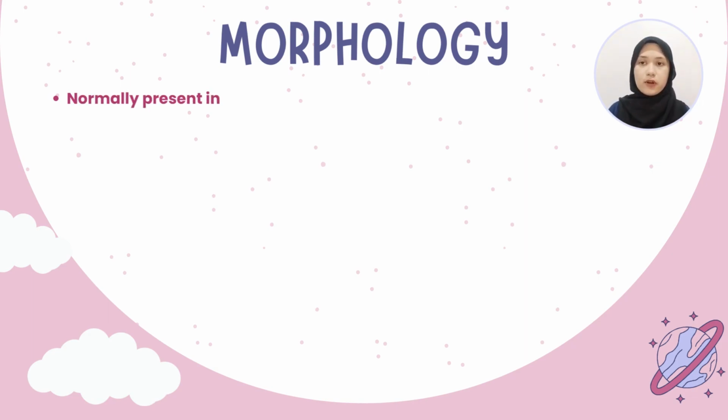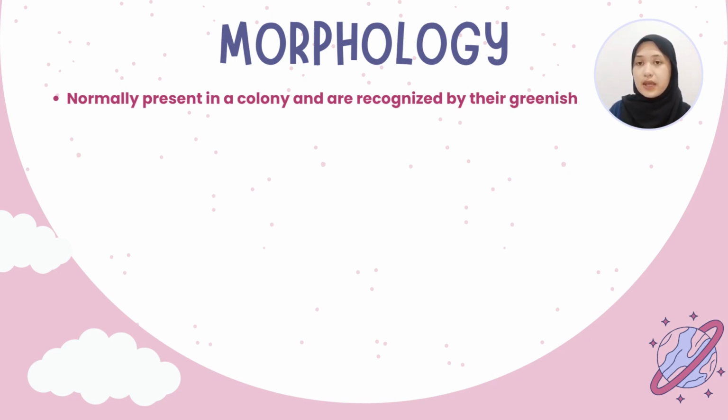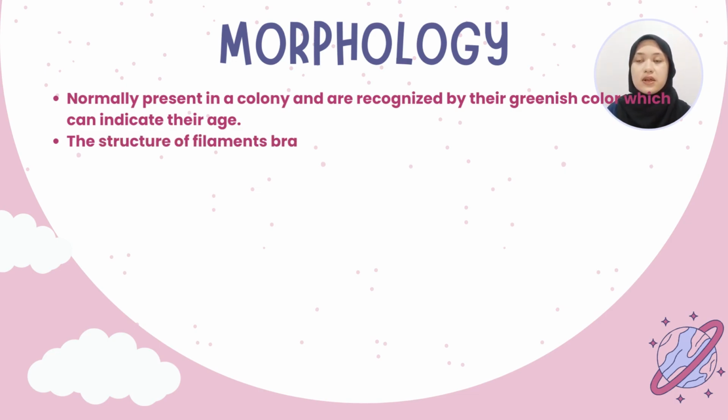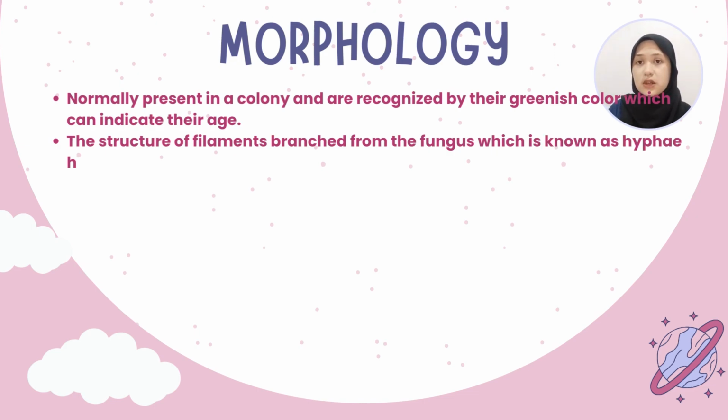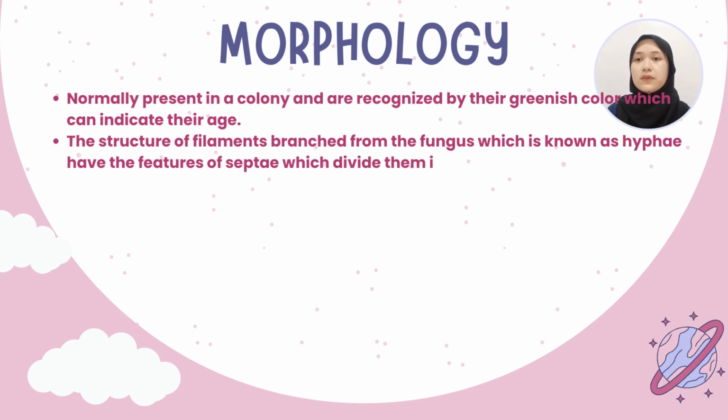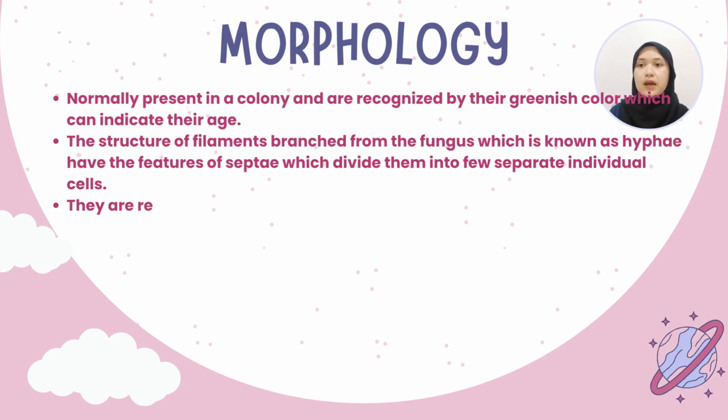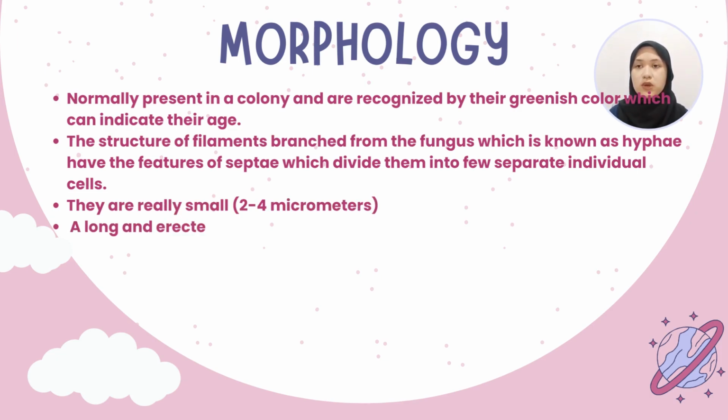As for their morphology, Penicillium digitatum normally presents in a colony and is recognized by its greenish color, which helps in indicating its age. There are filament structures that branch from the fungus, known as hyphae. They have septae, which help in dividing them into a few separate individual cells. Penicillium digitatum is also very small, around 2 to 4 micrometers.